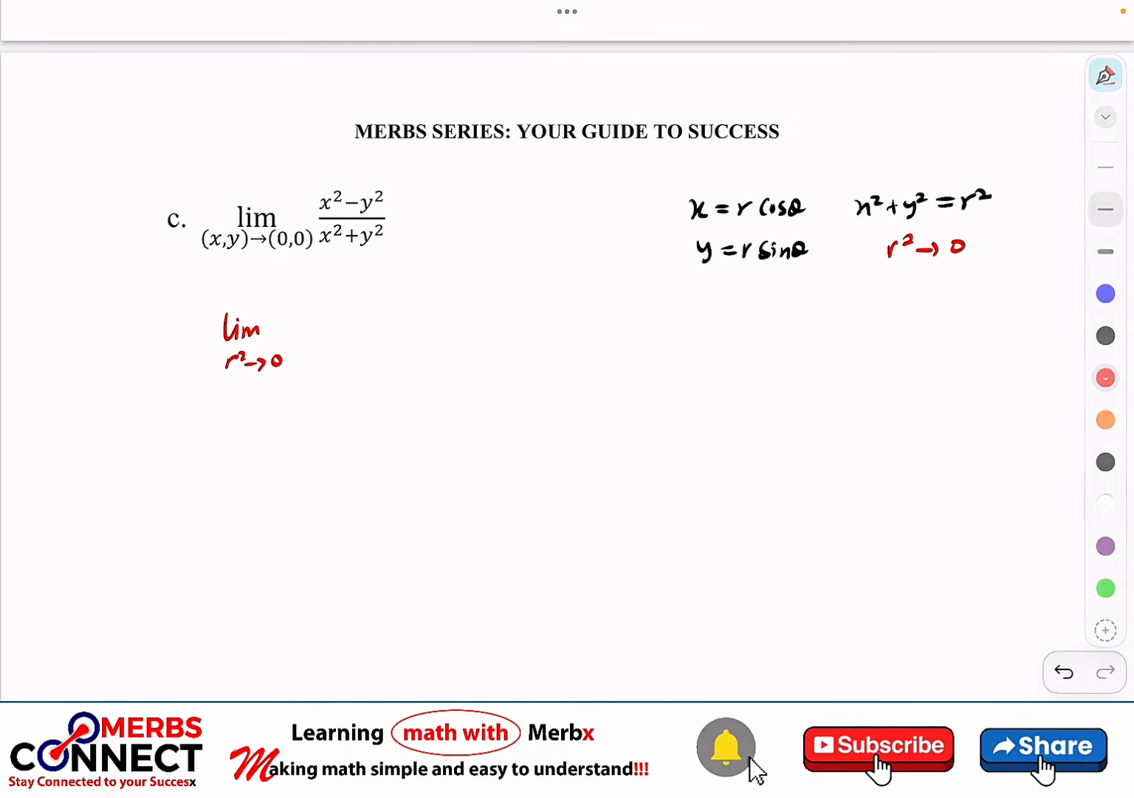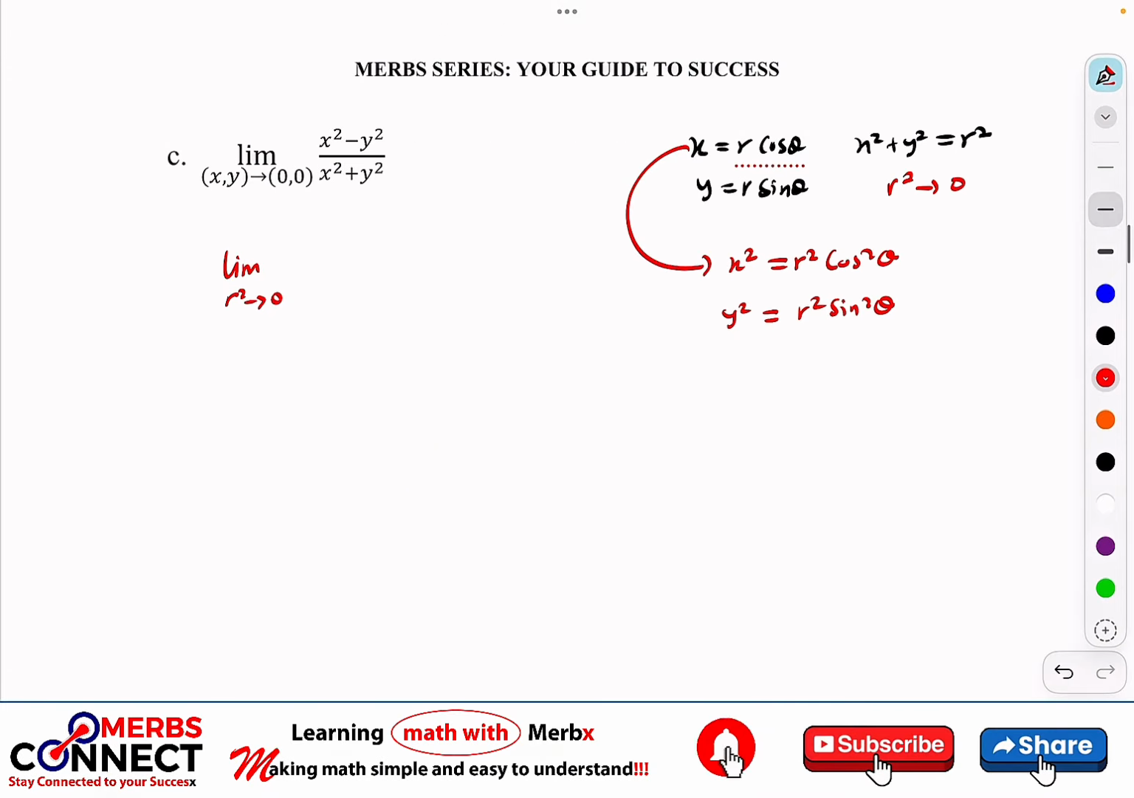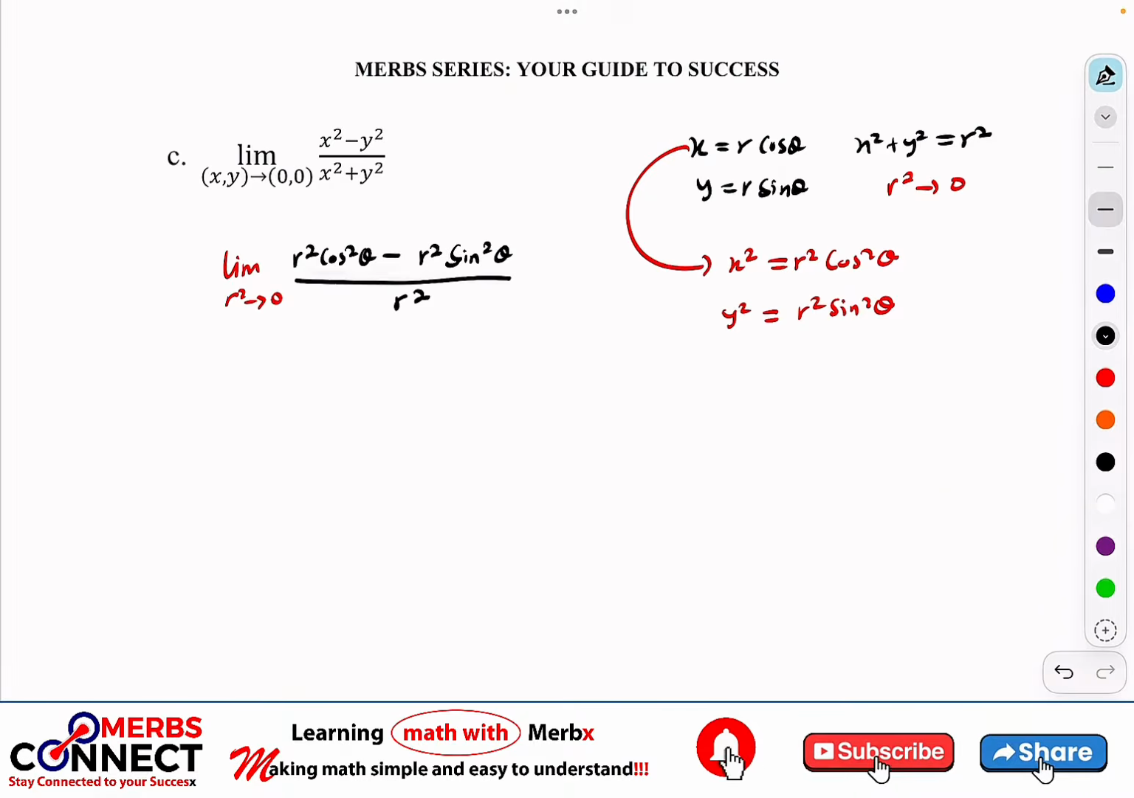Now we cannot replace this one by r squared. Why? Because this is minus and this is positive. So we need x squared. Let's look for x squared from here. So x squared will be equal to r squared cos squared theta, and y squared will be equal to r squared sin squared theta. This is very good information. So now we are going to have r squared cos squared theta minus r squared sin squared theta, divided by r squared.